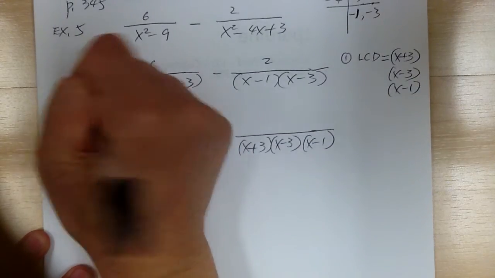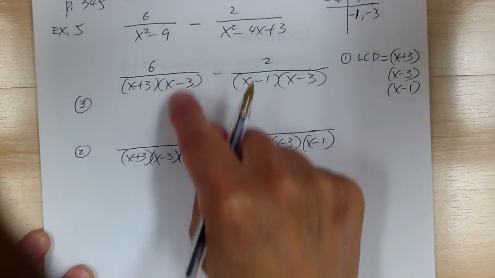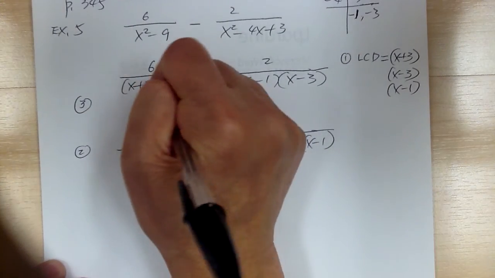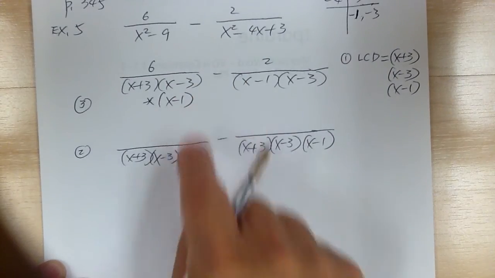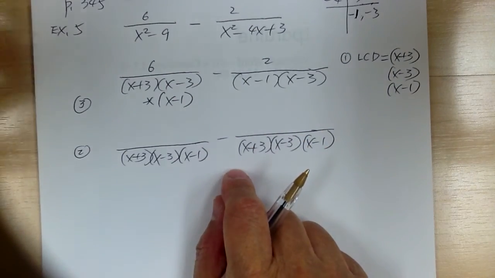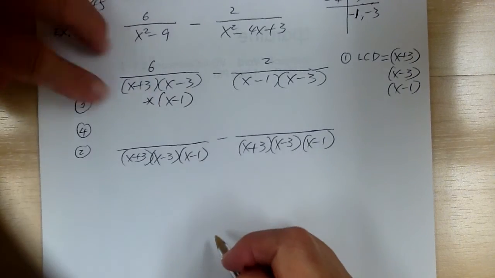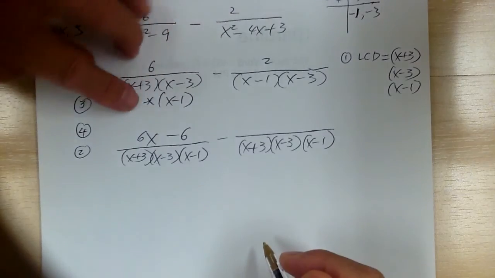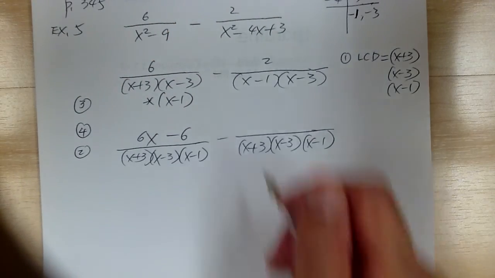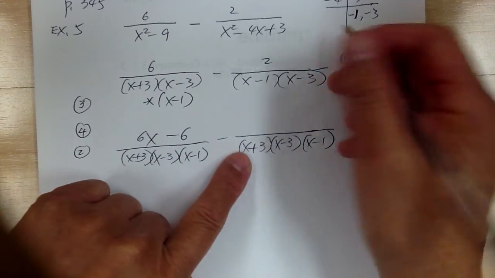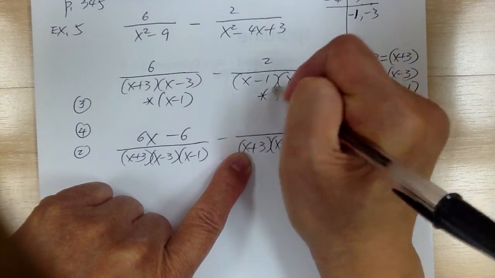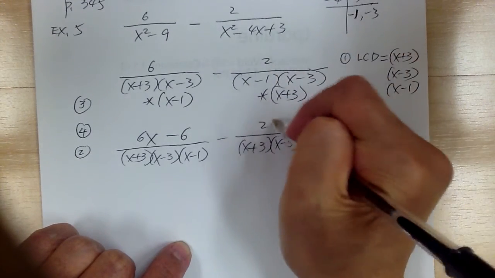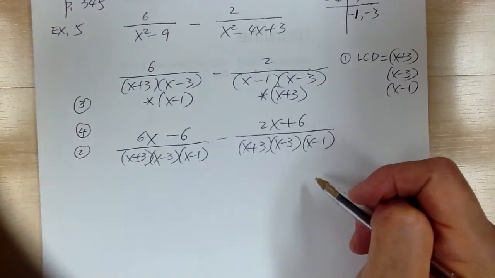So step 3, go and figure out what you're missing. From here to here, this one you have, so you're missing this one. You need to multiply by x minus 1. Again, write it down so you can visualize, so you can multiply and cut down the mistakes. Use your fingers, so you can multiply, so this would be 6x minus 6, right? So distribute, multiply. Over here, you check. This one you're missing the x plus 3, right? So when you multiply, you're going to get 2x plus 6, okay?